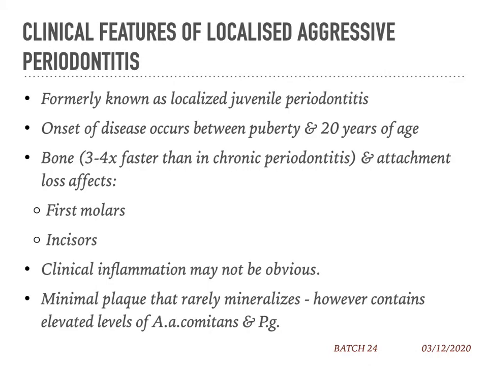Coming on to localized aggressive periodontitis, which was formerly known as localized juvenile periodontitis, the onset of the disease occurs between puberty and 20 years of age. The bone loss will be faster than chronic periodontitis, almost 3 to 4 times faster, and all the time it involves the first molar and incisor.